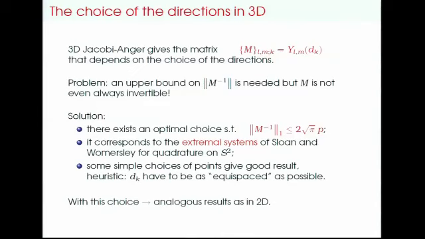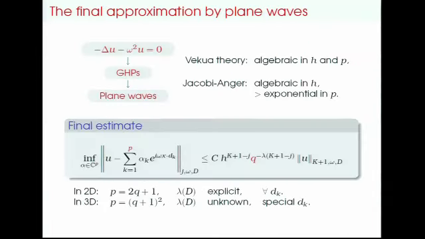And this way we get more or less the same result as we had in 2D, just that it doesn't work for any choice of the directions, but only for some good choice that is not difficult to find. So now we just have to do a sort of triangle inequality. We have our solution of Helmholtz. We can approximate it by generalized harmonic polynomials using Vekua theory. Now we can approximate the generalized polynomial by plane waves, use the triangle inequality, and we obtain an approximation for a generic solution of Helmholtz by a linear combination of p plane waves.